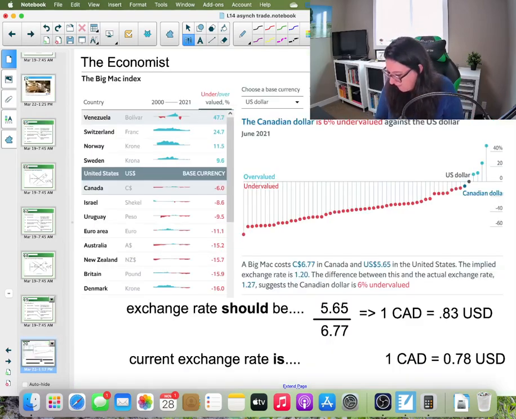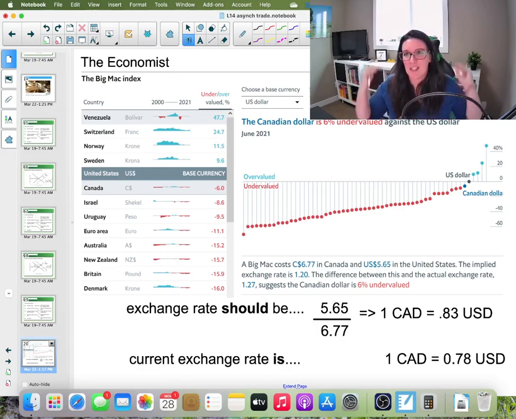We can look at here what has been happening to the Canadian dollar. So we said the current exchange rate is 78 cents US, and we can use the Big Mac index, which we've talked about in earlier videos, to see how it compares to what purchasing power parity says that it should be. And purchasing power parity, so if we're looking at the cost of the Big Mac being $6.77 Canadian versus $5.65 US, then the exchange rate should be 1 Canadian dollar equals 83 cents US. It's actually 78 cents US.